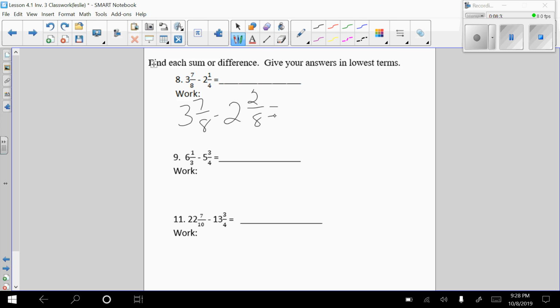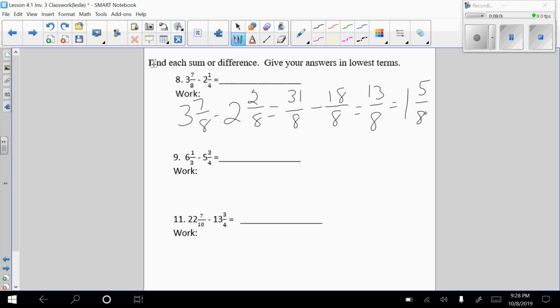Now let's change them to improper fractions. Well, 3 times 8 is 24 plus 7 is 31 over 8 minus 2 times 8 is 16 plus 2 is 18. Remember, it's the side times the bottom plus the top. Now let's subtract. 31 minus 18 is 13. Keeping that same denominator. How many groups of 8 can I take out of 13? The answer is 1. 13 minus 8 is 5, so I have 5/8 left over.